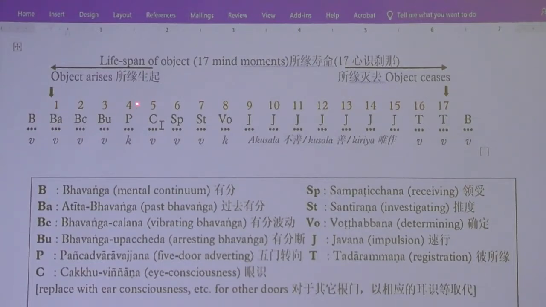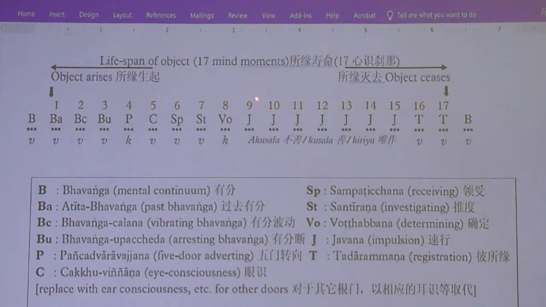Okay? The Chakkhu Vinnana. After the eye consciousness, the color object impinges on the eye, then eye consciousness arises. After that, the receiving consciousness, Sampaticchana, arises in the heart base. Number 6, the investigating consciousness, Santirana, arises in the heart base. After that, the determining consciousness arises, Votthapana.